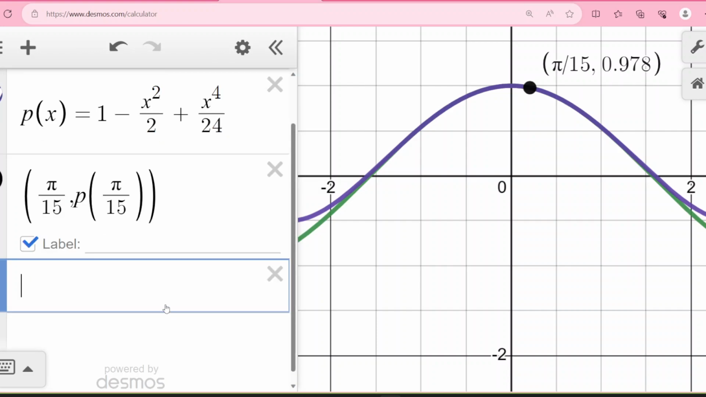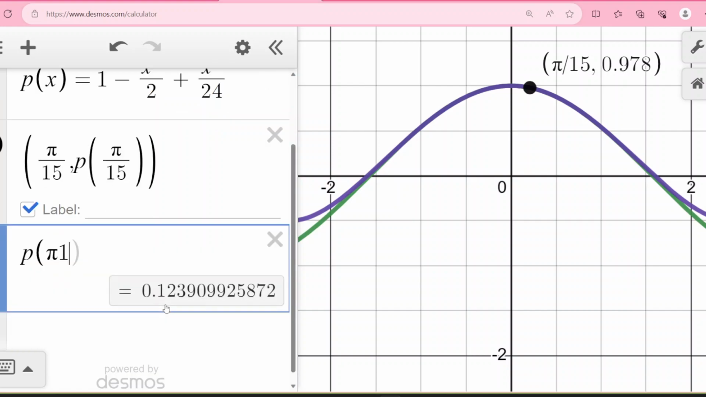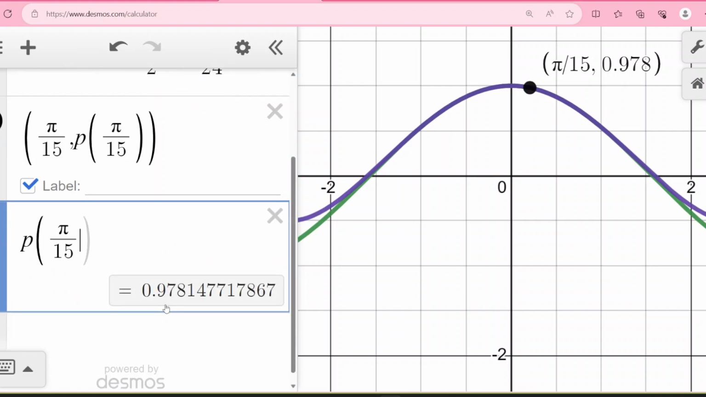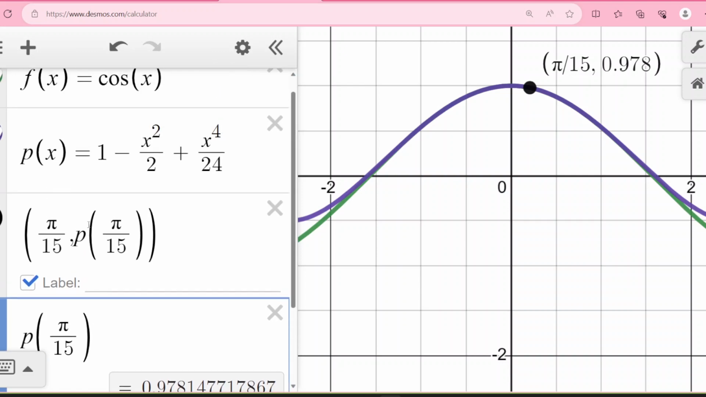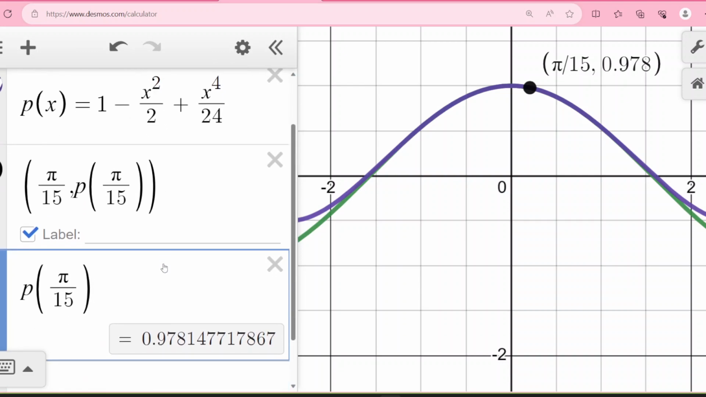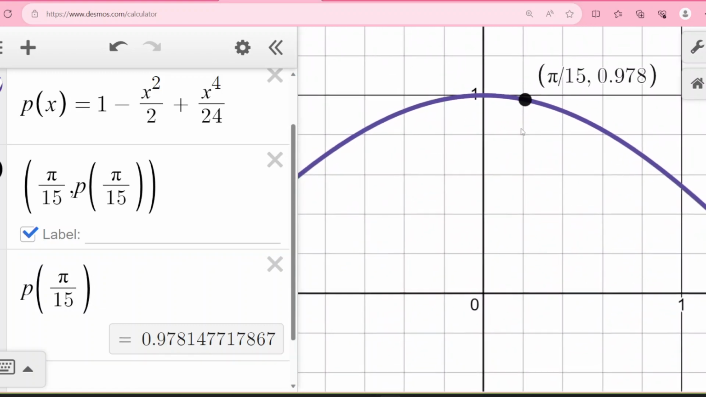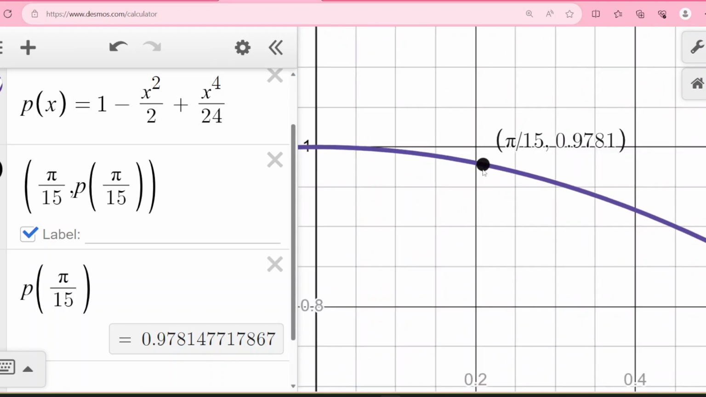Let me put the value down here again. But I think they wanted us to round it to like 4 decimal places or something. So when I plug in pi over 15 to the polynomial, to p, the value coming back is 0.97814, and there's the point on that purple graph. Right here, I'll zoom in. And it's pretty close to being on that green graph.